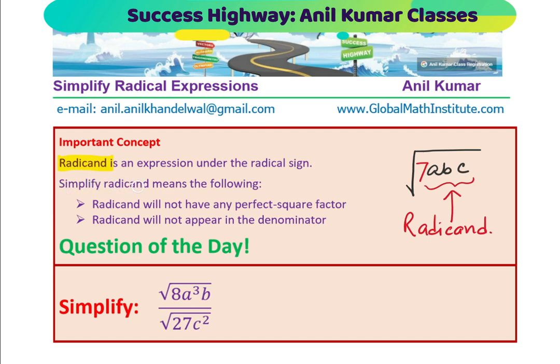Now when we say simplify radicand, it really means what? Mainly it means two things. One, radicand will not have any perfect square factor. So within the square root, if you have a term like 9, which is a perfect square, then you can write 3 outside. So radicand will not have any perfect square factor inside the square root. Second is, radicand will not appear in the denominator. So if it does appear, then we need to rationalize.